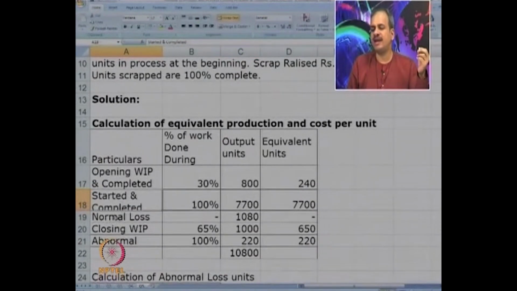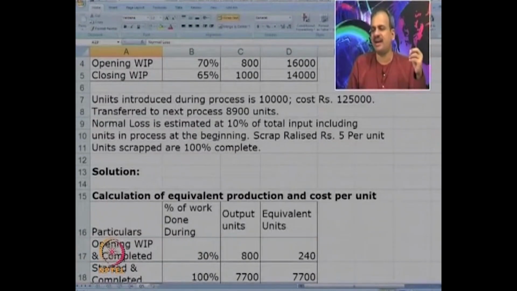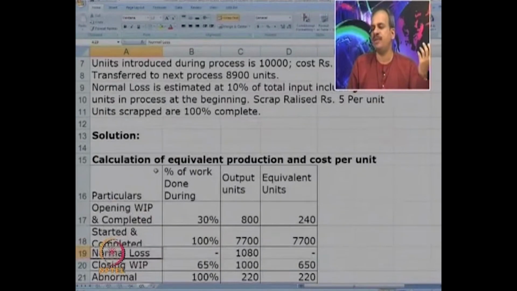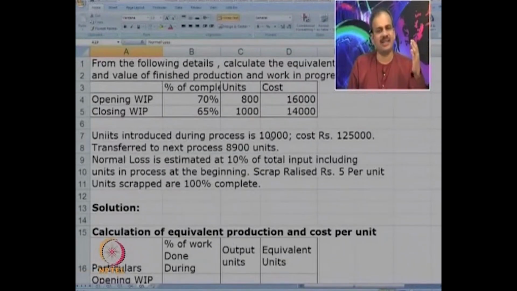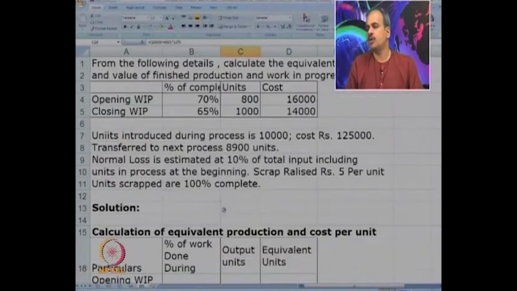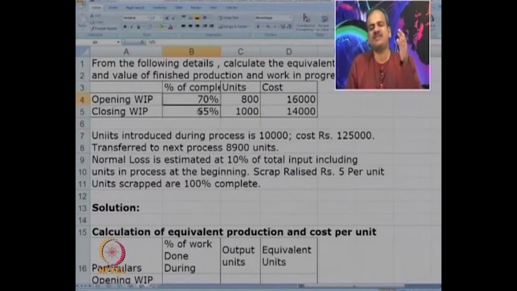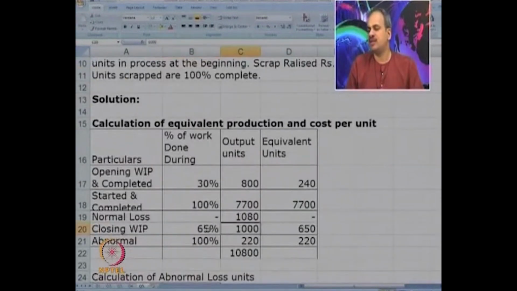Let us also look at the normal loss. It's very clearly given that it is to be estimated at 10% of total input, including the units in process at the beginning. So the total input is 10,000. Units in the beginning is 800. So 10,000 plus 800 into 10%, that is 1080. Closing work in progress is given as 1000. It is also mentioned that it is 65% complete. So 1000 into 65%, I get 650.